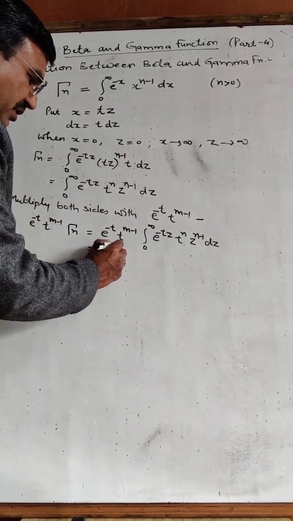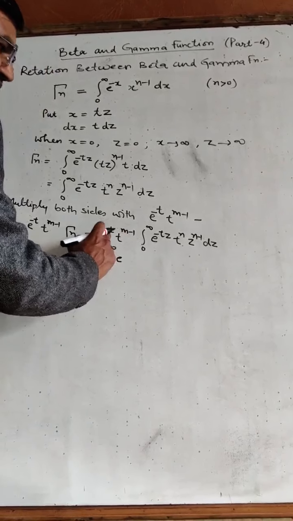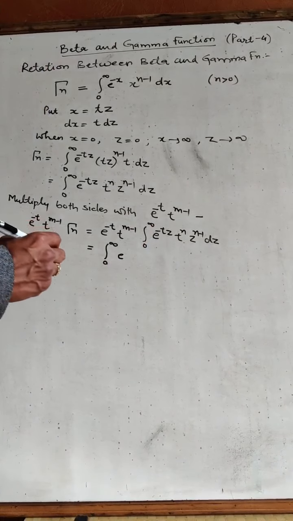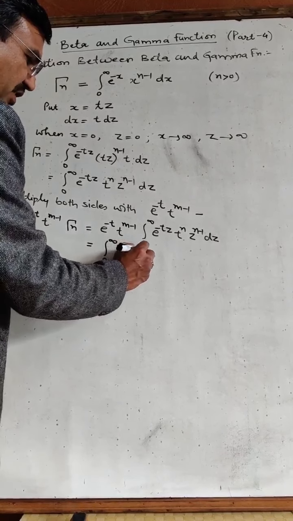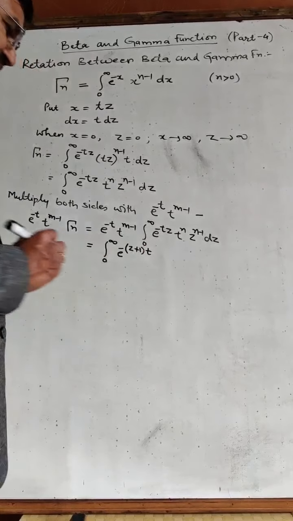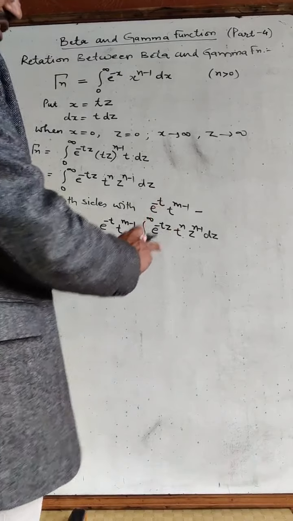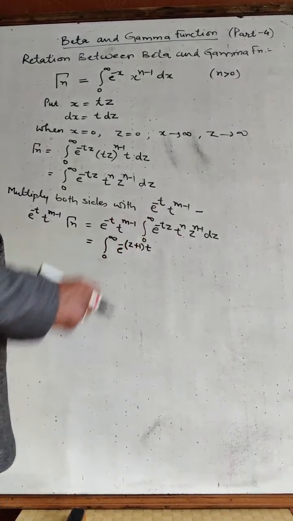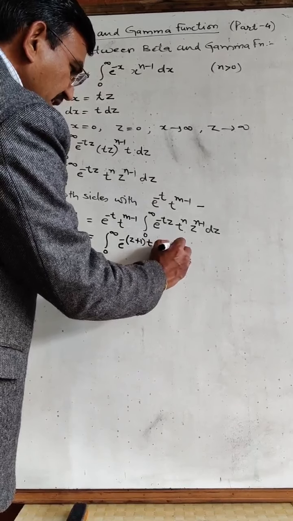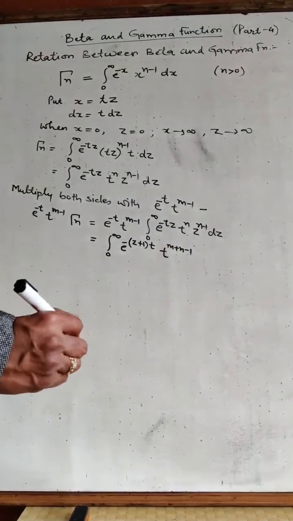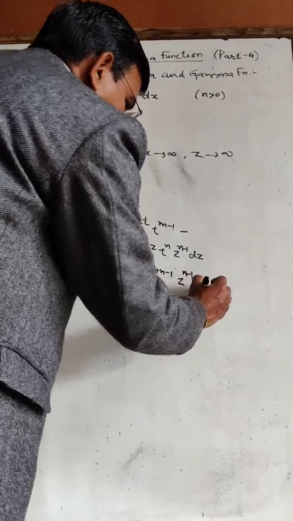It would be the integral from 0 to infinity of e raised to the power minus t and e raised to the power minus t z. We can combine it as e raised to the power minus (z plus 1) t. Again, t raised to the power n is already there, and we have multiplied with t raised to the power m minus 1. So it can be written as t raised to the power m plus n minus 1, z raised to the power n minus 1 dz.